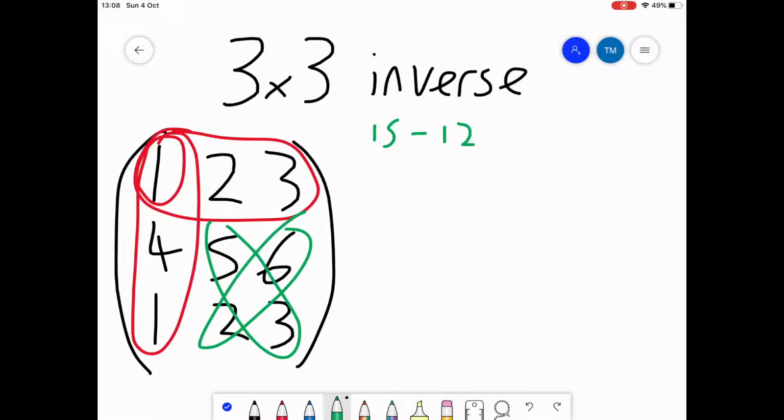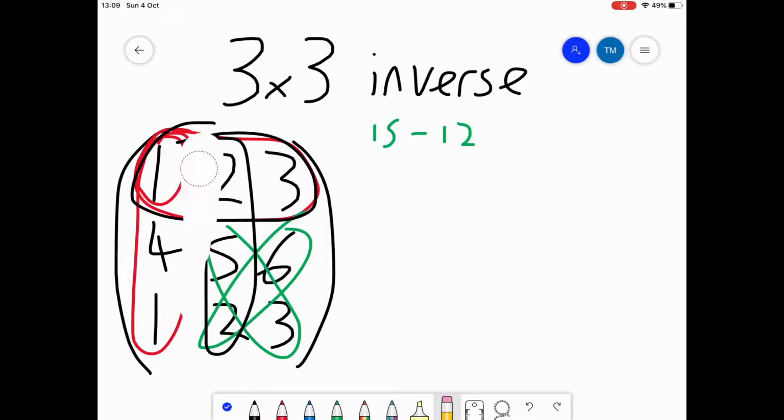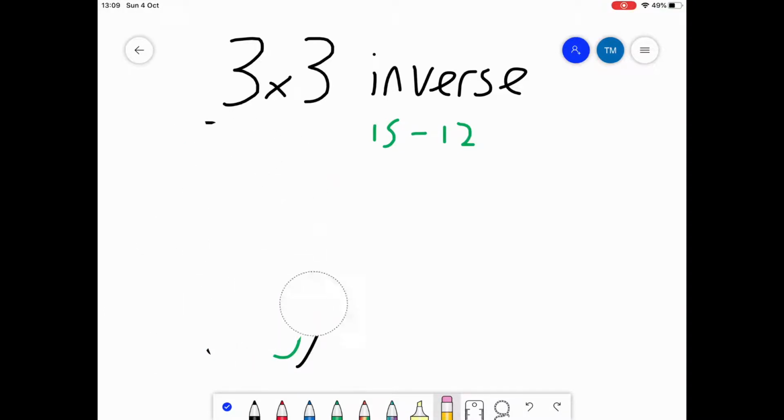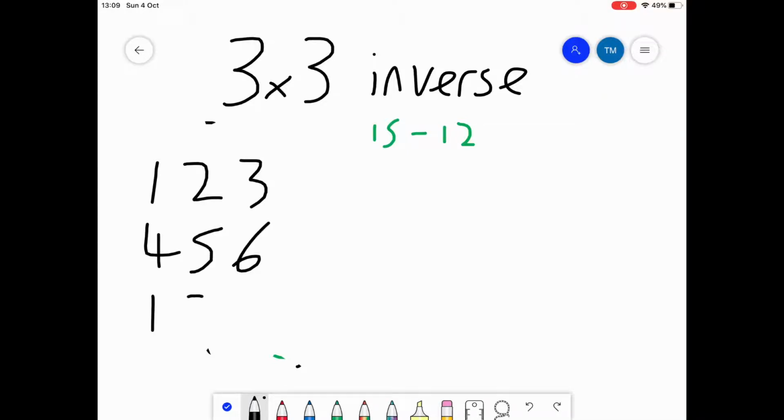So far so good. Now to get the second number in our inverse, we want to cover up the second number, which is 2. So we look at 2, we look at the column that it's in, and the row that it's in. I'm just going to rub some of this out to make it a bit easier. Okay, let's start again. So we've got 1, 2, 3, 4, 5, 6, and then 1, 2, 3.